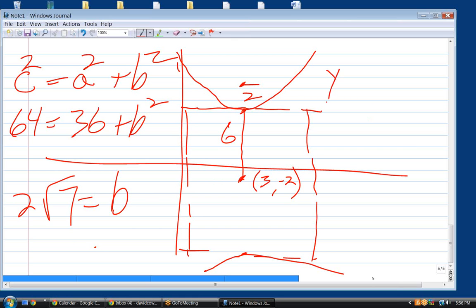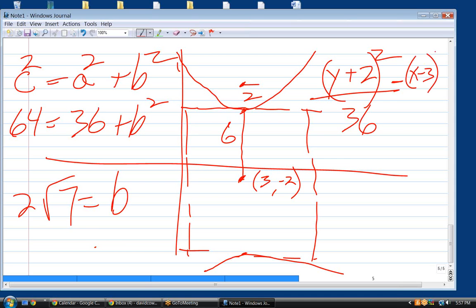I know it's going to start y minus... y plus 2 squared all over 36 minus x minus 3 squared all over 28 all equals 1. Okay, so I guess my question is, does the one with the a value always have to come first, or does it matter? Like, in this case, does y squared have to come first, or could the x squared come first?